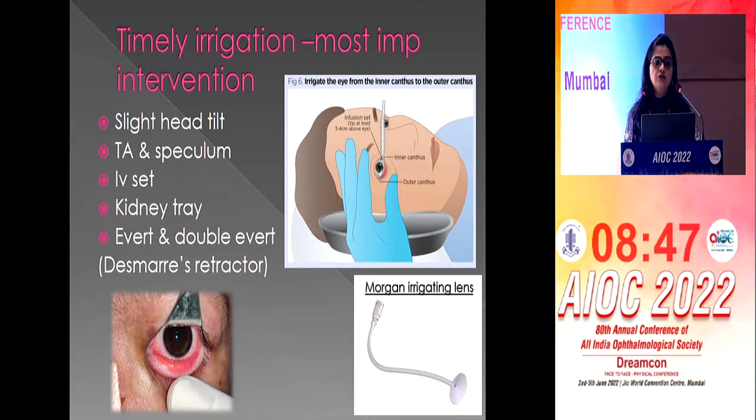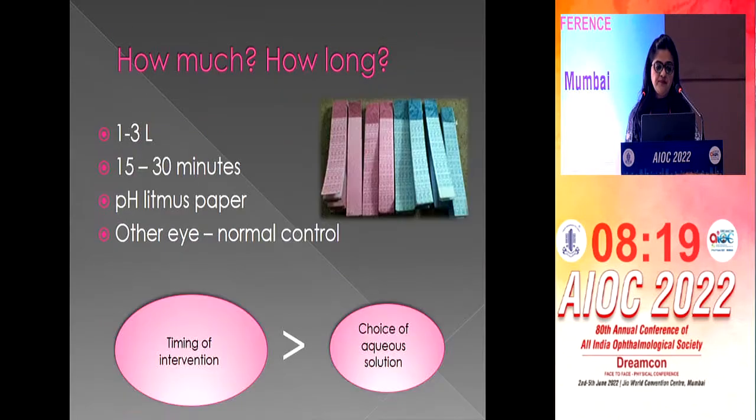So the manner in which you need to irrigate is: the patient lies down, you can give a topical anesthetic for patient comfort, put in a speculum, have a slight head tilt with a kidney tray to hold the draining fluid, use a simple IV set, and you can irrigate from the medial canthus towards the lateral canthus. No fancy equipment required. And you need to check all the fornices thoroughly for any particulate matter. So a Desmarres retractor may come in handy for eversion and double eversion.